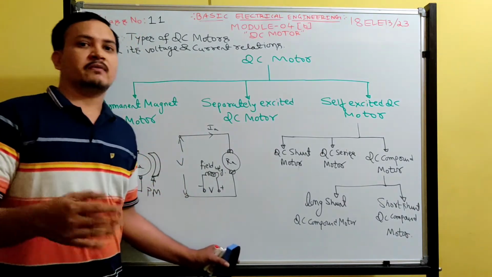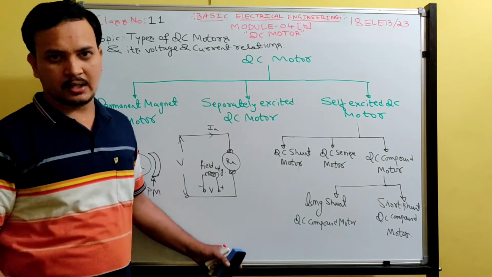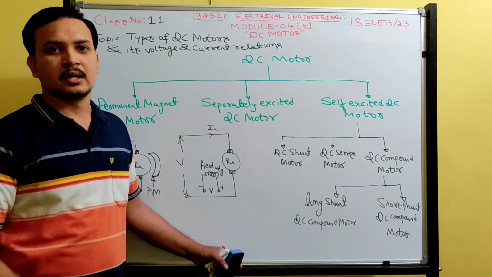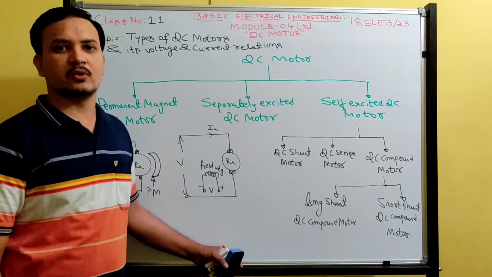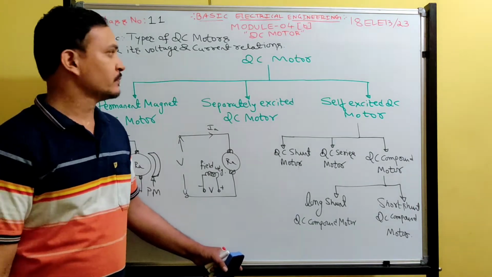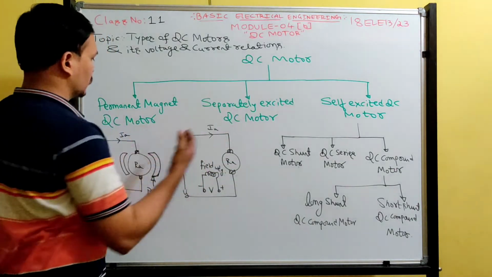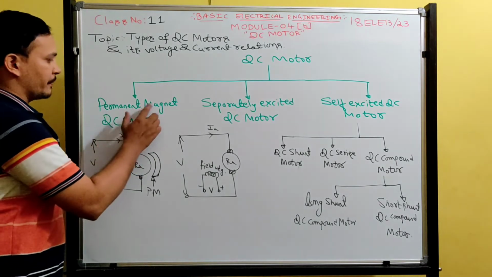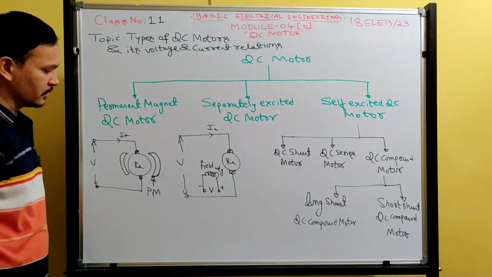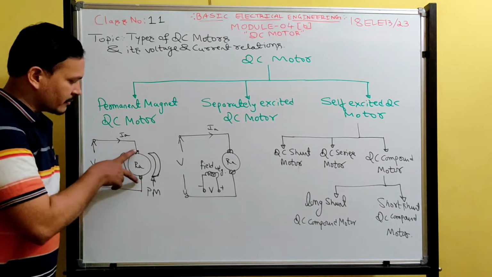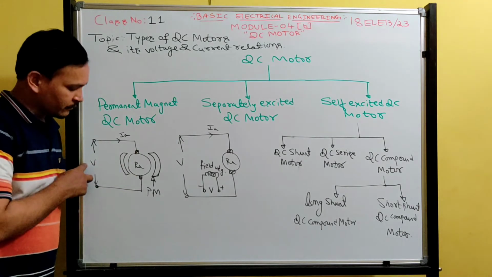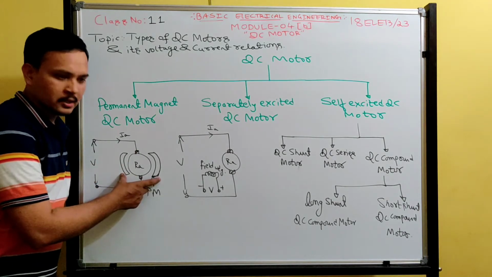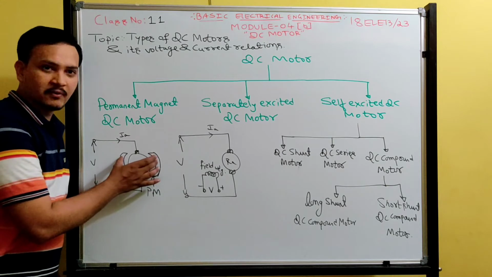So what we learned, the classification of generators or types of DC generators, in the same way DC motors are also classified. So DC motors are classified into three types. One is called permanent magnet DC motor. So it is like this: the armature is connected to the supply and these two are permanent magnets. It has a certain flux.